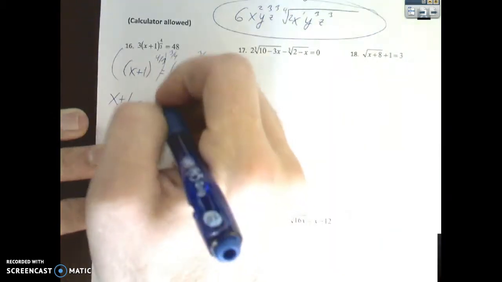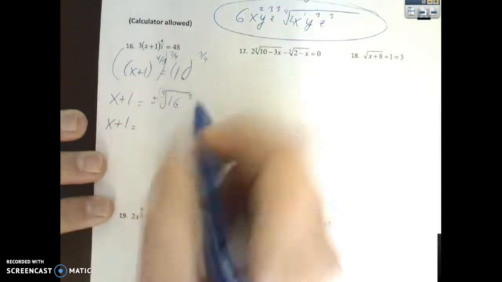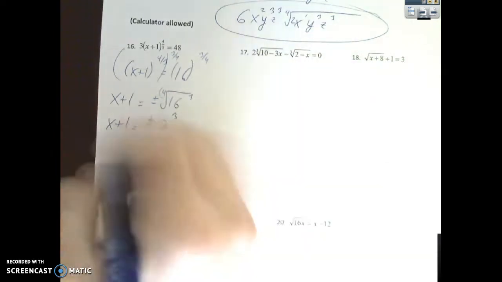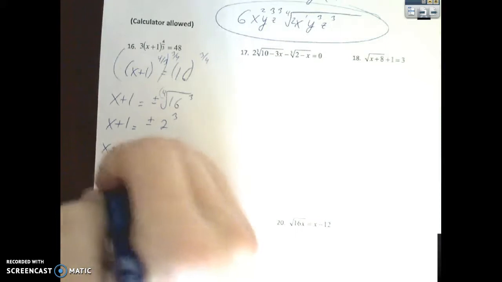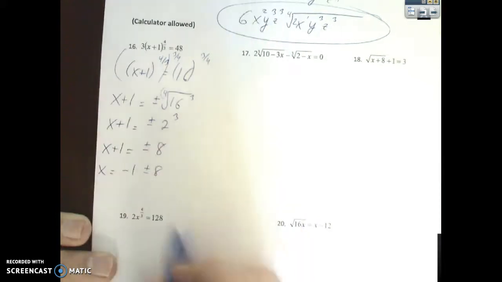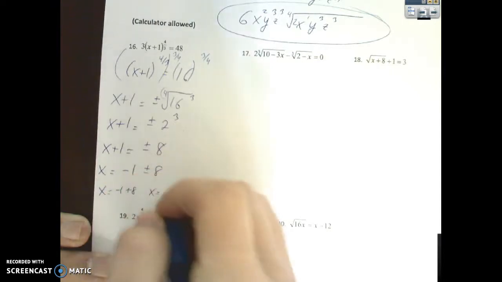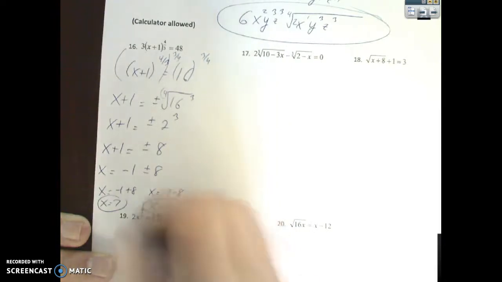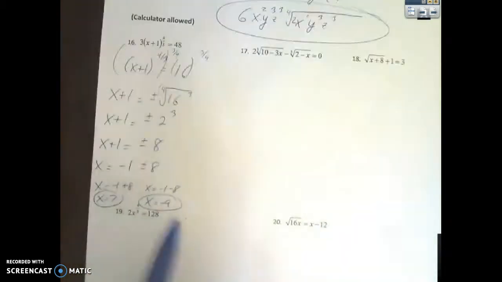Okay. Because this is an even powered root, I need plus or minus. So x plus 1 equals, the 4th root of 16 is 2. And then 2 raised to the 3rd power is 8. Subtract 1 over. Okay. My two answers are -1 plus 8 and -1 minus 8. 7 and -9.